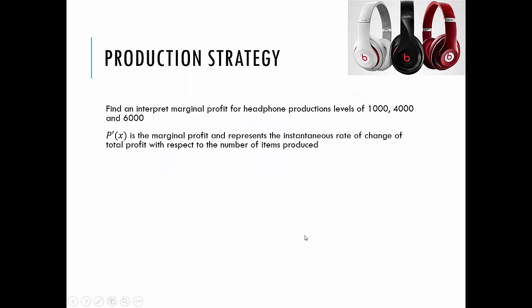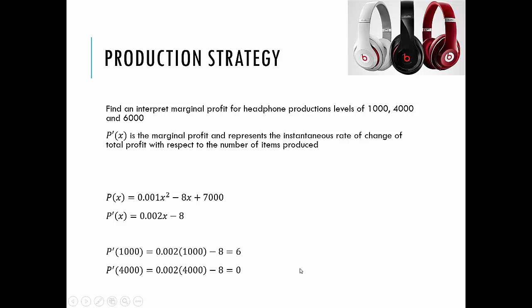Well, let's look at the marginal profit for these different levels of headphones. How do you find marginal profit? You take the profit function that we just found and you take the derivative. You've got these derivatives down now, right? You're practicing. Practice, practice, practice. So let's take marginal profit and plug in 1,000, 4,000, and 6,000.